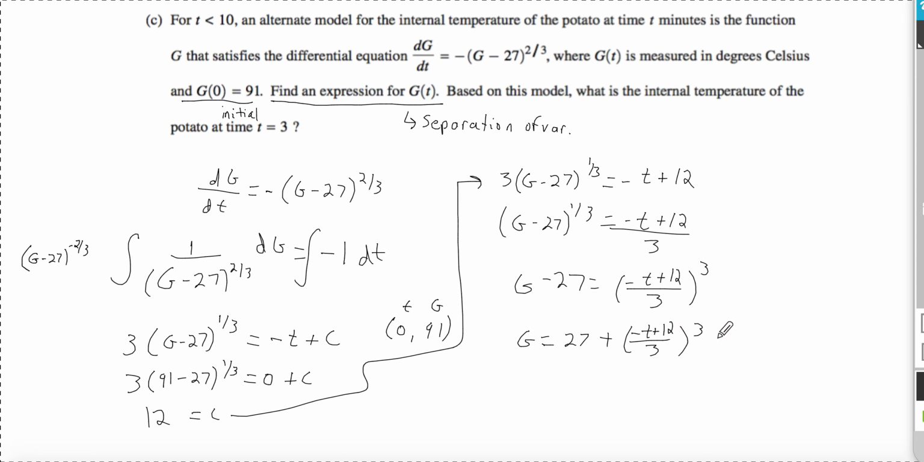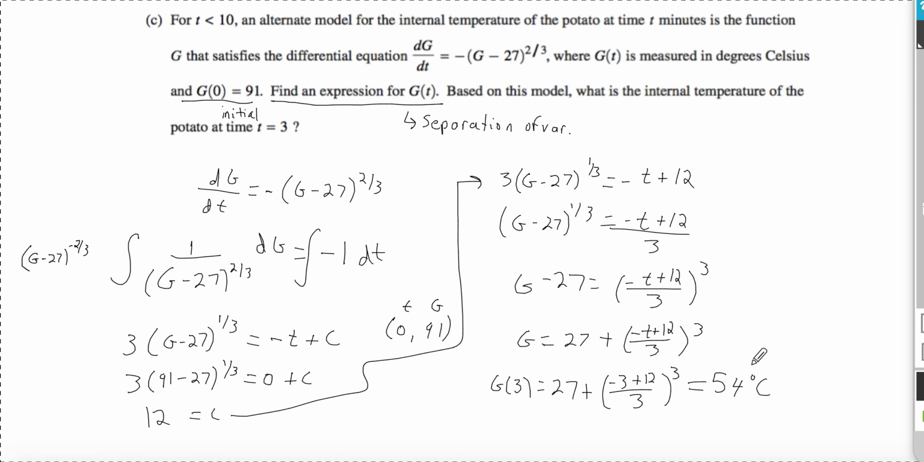Okay. So we have our differential equation solved. Now we want to use this model to find the internal temperature of the potato at t equals 3. So g of 3 is going to be 27 plus ((negative 3 plus 12) over 3) to the 9th power, whatever that is going to give us. Oh, to the 9th power. Wow, I'm writing all kinds of things. To the 3rd power, whatever that's going to give us. You don't have to simplify. If you did, you would find 54 degrees Celsius.